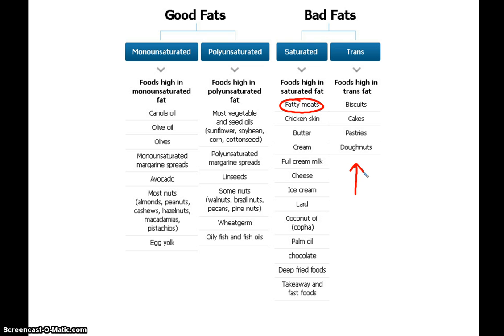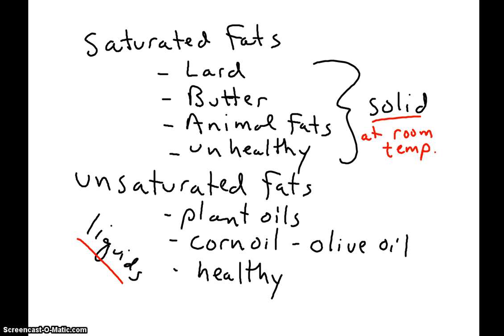And then we've got the good fats: the monounsaturated and the polyunsaturated. These are the ones that are going to be oils. You may have heard of olive oil, canola oil. They're the ones that are going to be liquids at room temperature, and they're healthier fats. The saturated fats, as we said before, lard, butter, animal fats, are unhealthy for you. They're going to be solids at room temperature. The unsaturated fats, plant oils, corn oil, olive oil, are the healthier oils. They're going to be liquids at room temperature.